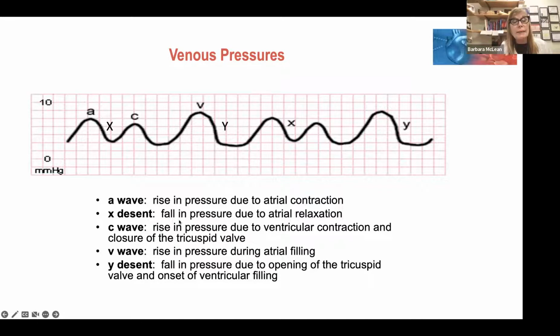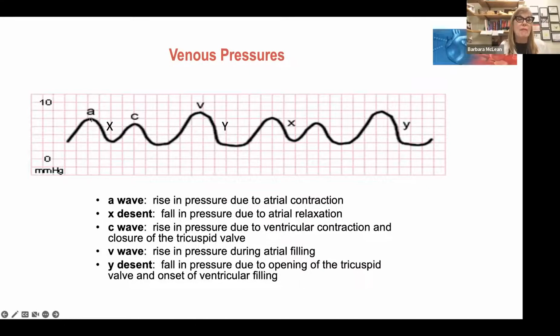Okay. Now, the X descent and the Y descent are much more related to looking at patients who have pneumo, hemo, cardiac tamponade. But X descent just means my atria contracted and it relaxed. The Y descent means the valve went up into the atria and now the atria is emptying. So this is relaxation after atrial contraction, and this is relaxation when the valve opens and the atria starts to empty.